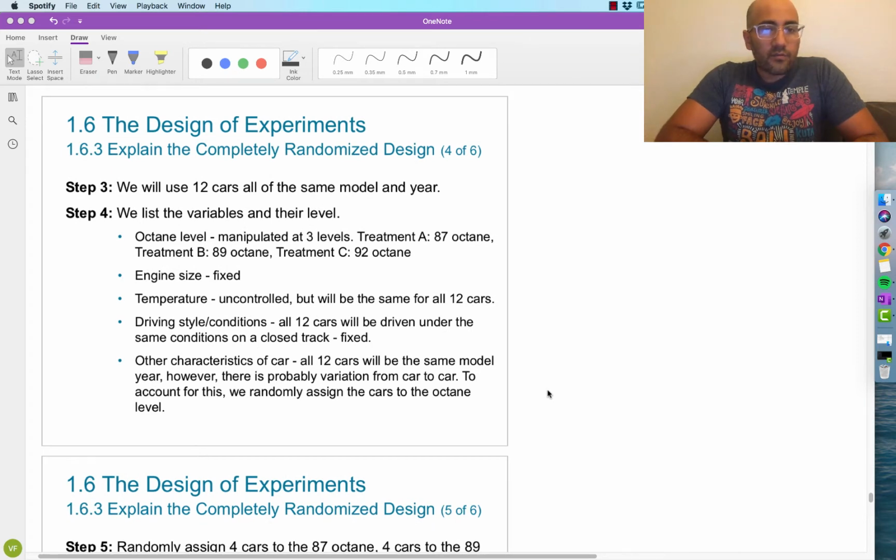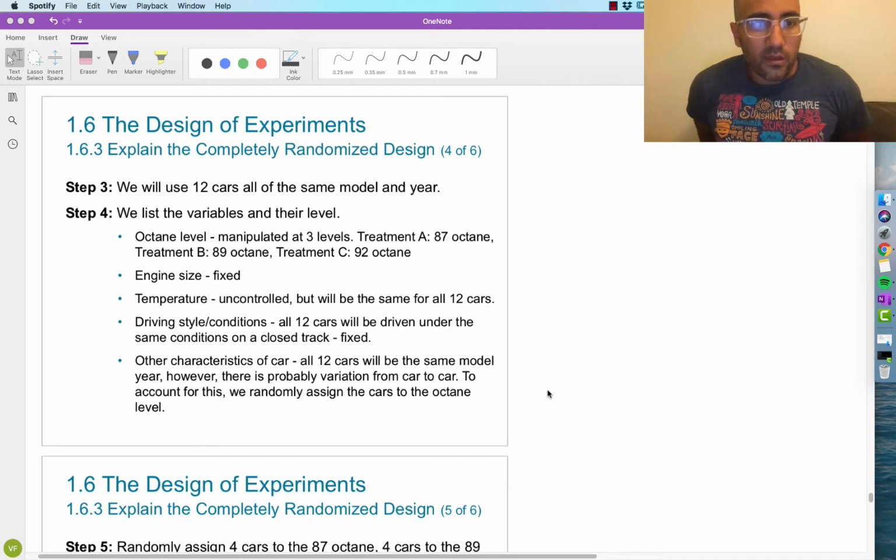So let's list the variables and their levels. The octane level is the one we're most interested in, right? That's the explanatory variable, and we're going to manipulate it in 3 ways. So there's going to be 3 different treatments: 87 octane, 89 octane, and 92 octane. Right? So we have 3 different treatments that we want to apply.